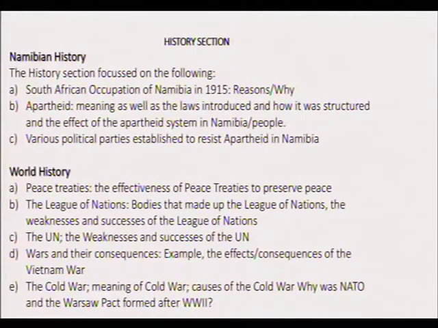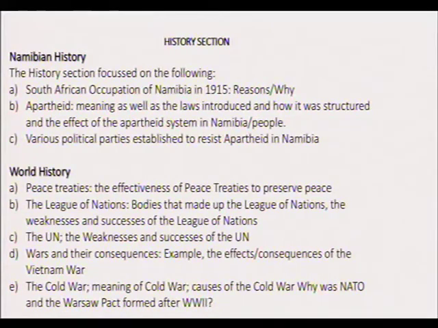The history section, which is the second section I'm going to focus on. What I found is that a lot of students do poorly in the history section. I don't know why, but for one reason or another, they tend to not do well. What is important is that the history section focuses on the following: Namibian history, and then there's world history as well.